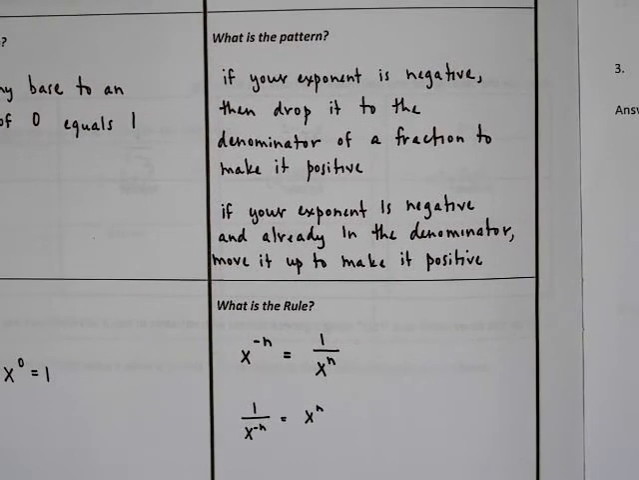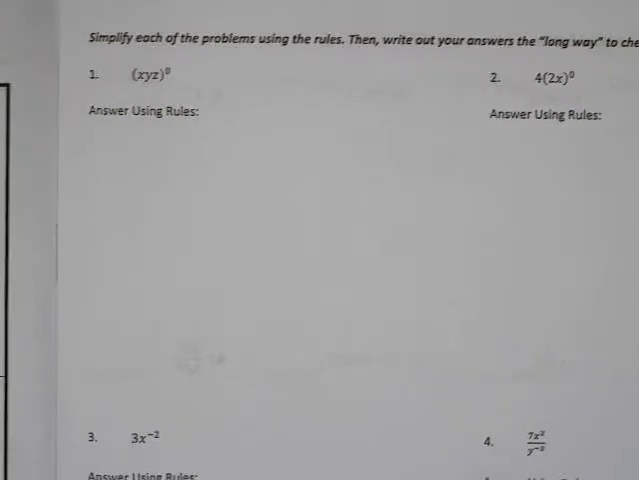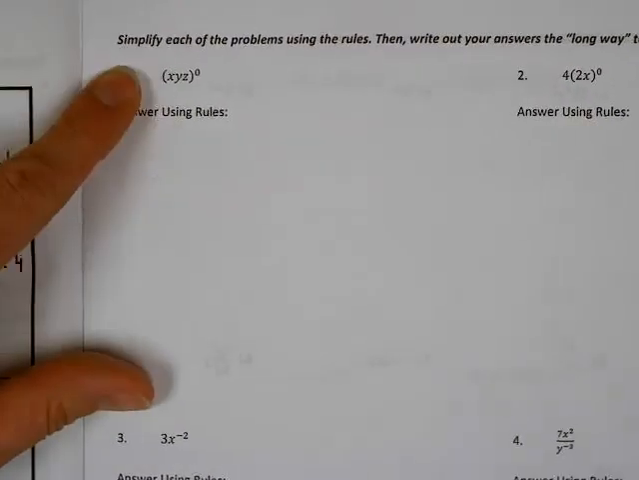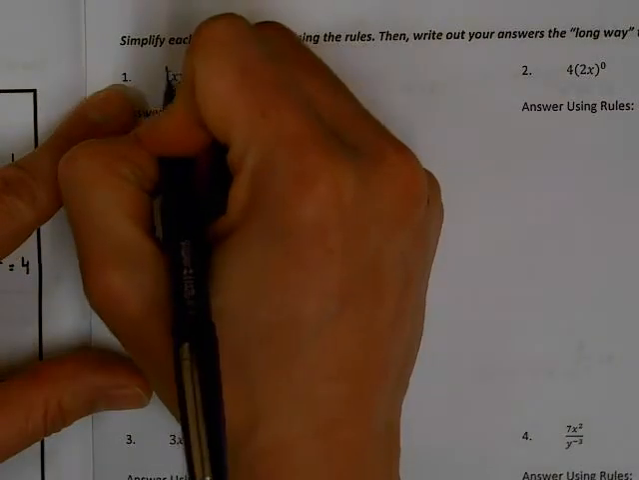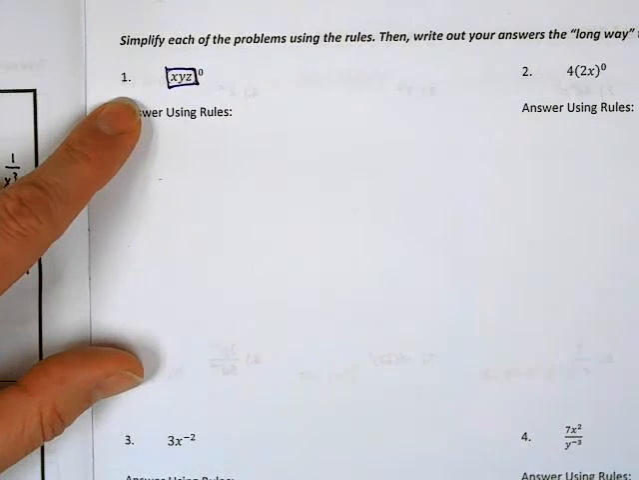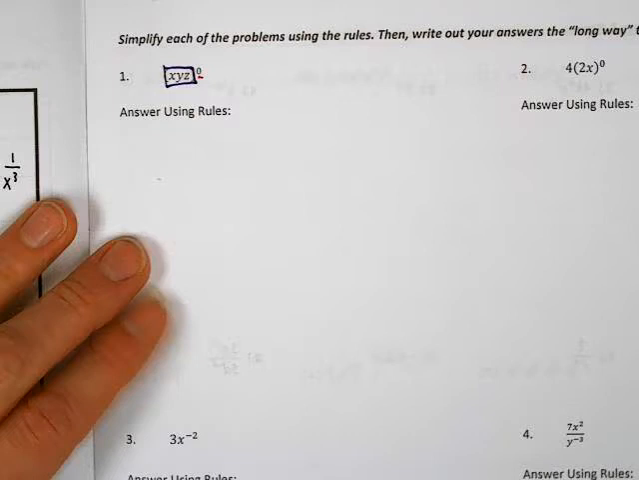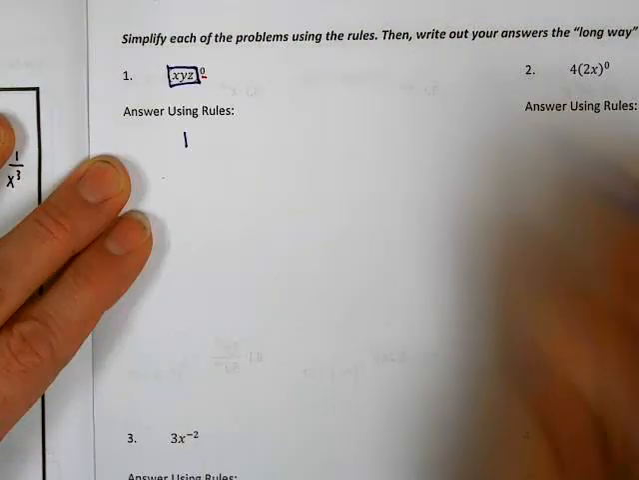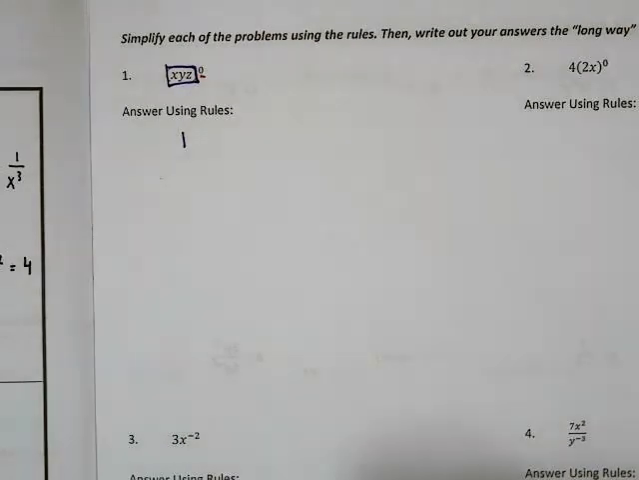All right, so let's look at a few examples. Okay, so we're going to use these rules with zero exponents or negative exponents. So for my first one, here, this is really nice. My whole base is xyz to the 0 power. I know that any base to the 0 power is just going to give me a value of 1. Because any base, regardless of what it looks like, will give me an answer of 1.